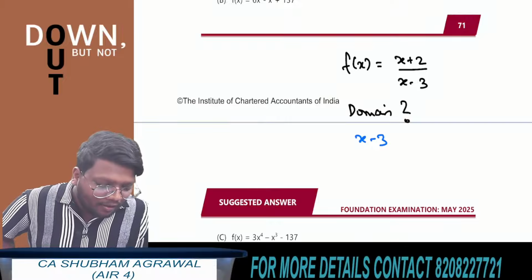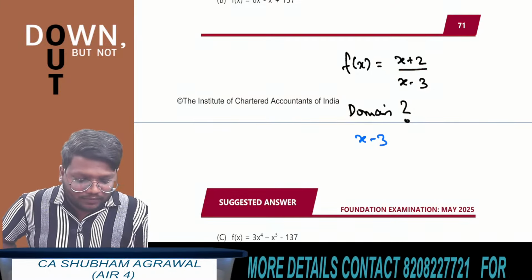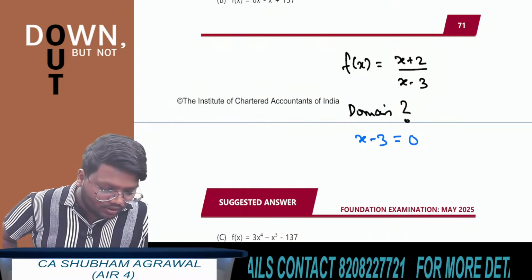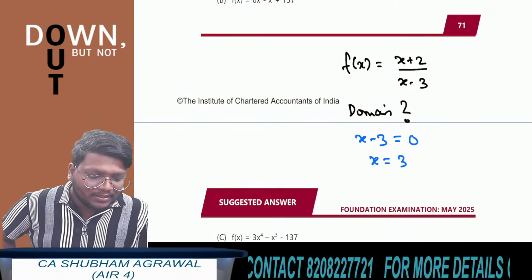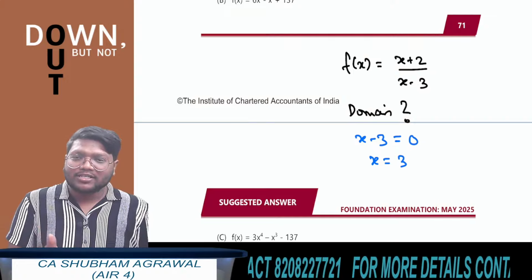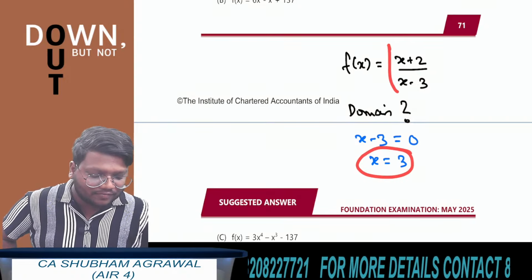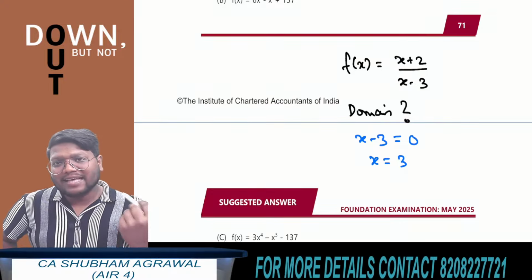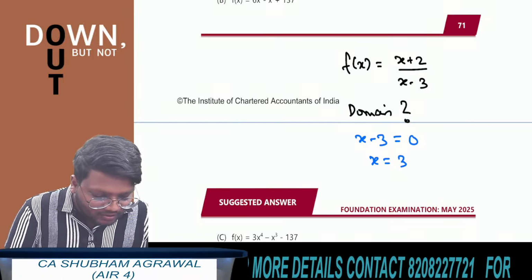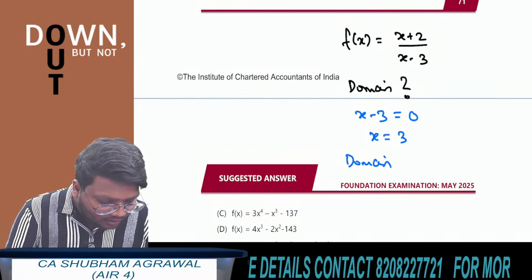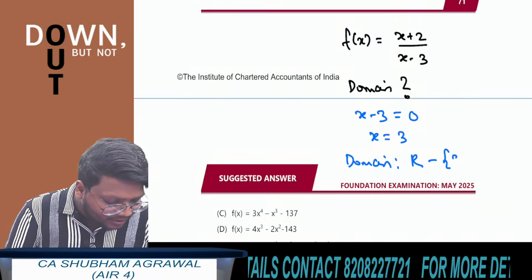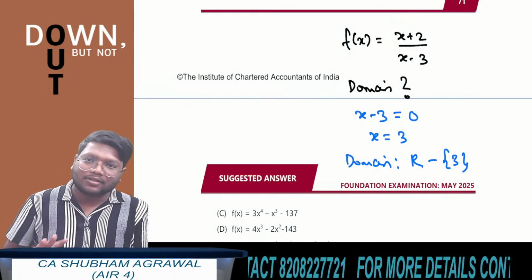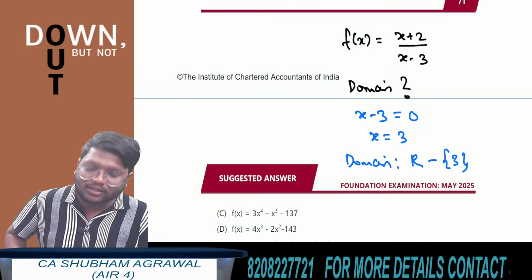Here we are equating this denominator with 0. I am giving you one shortcut here. What you have to do? Equate the denominator to 0. So x minus 3 equals 0, which gives x equals 3. It means if you put the value of x as 3, then the function is not defined. So what is the domain? Domain is any real number except 3. You have to write it this way. They can ask this type of question also in the exam.